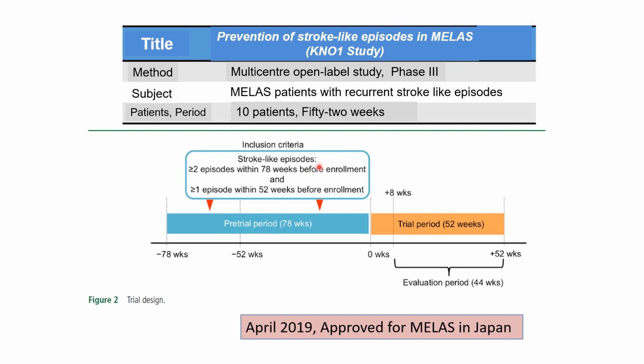And the inclusion criteria were stroke-like episodes: more than 2 episodes within 78 weeks before enrollment, and more than one episode within 52 weeks before enrollment, and then a total of 52 weeks of taurine therapy.